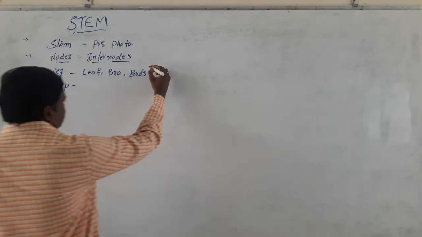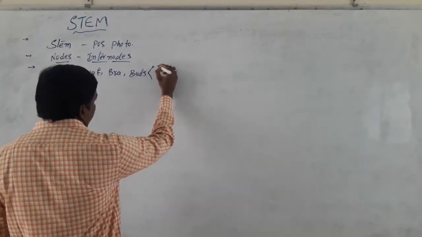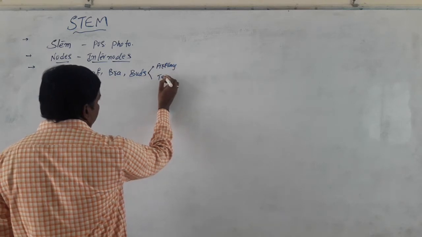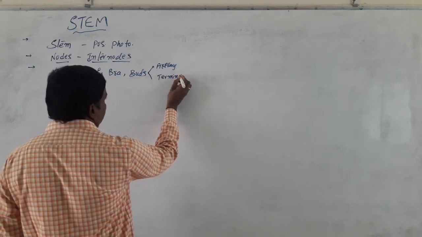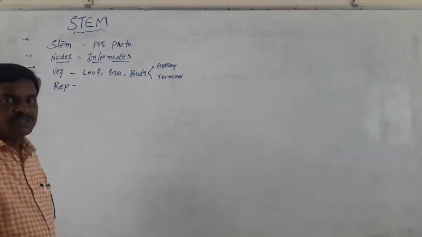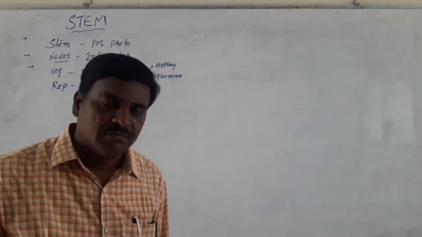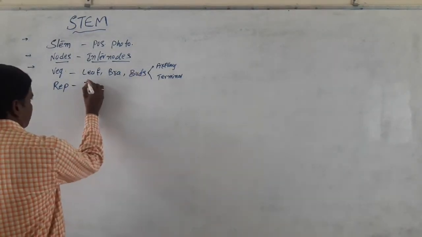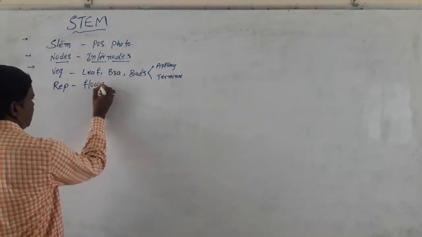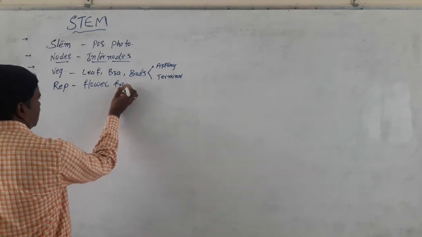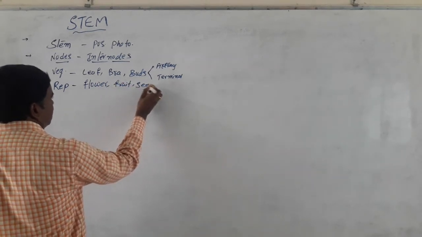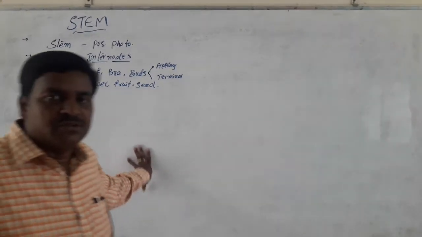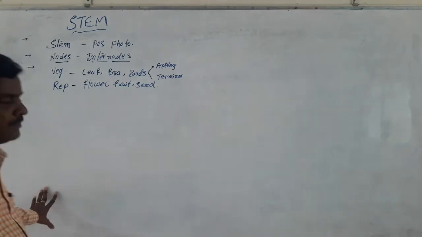Actually, these buds are also divided into two categories. One is axillary buds and the second one is terminal buds. These buds may be axillary or terminal. Similarly, the reproductive organs of the plant are the flower, the fruit, and the seed. They are considered as reproductive organs of the plants.